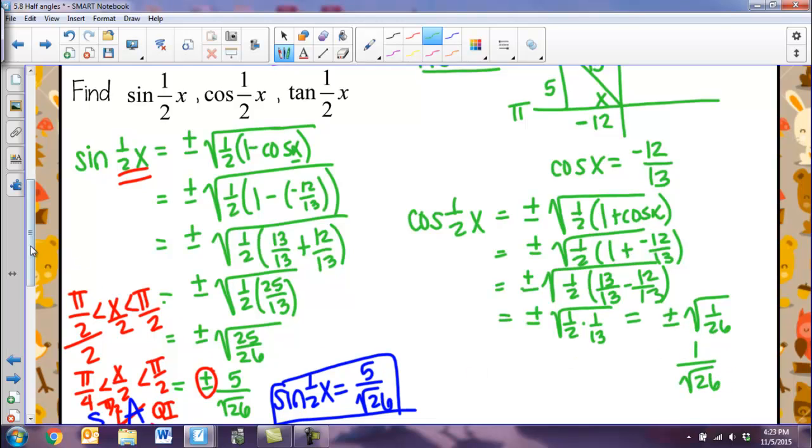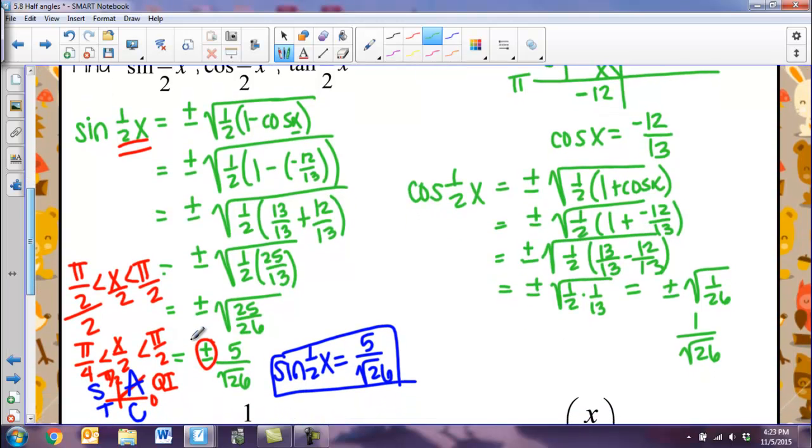We played the same game that we did before, but we already know that my half angle is going to be in quadrant 1, and in quadrant 1, cosine is positive, so we would say that the cosine of 1/2 x is equal to positive 1 over square root of 26.